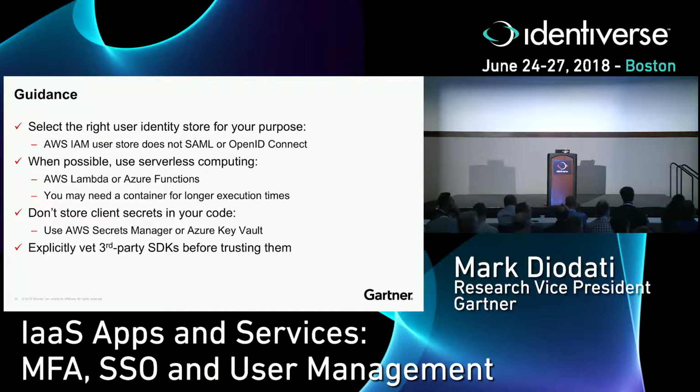Use AWS Secrets Manager to store the client secret that gets you your Azure AD OAuth access token, all right? Take it out of the code. It's really easy. If you're playing around with Azure, use Key Vault to do this stuff.